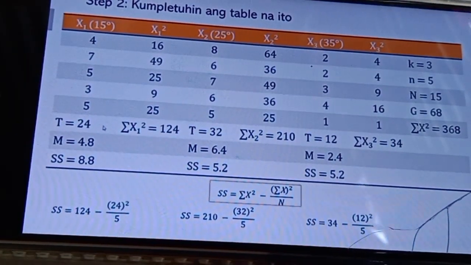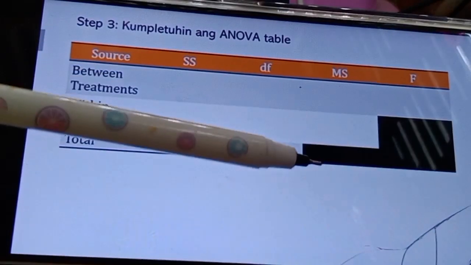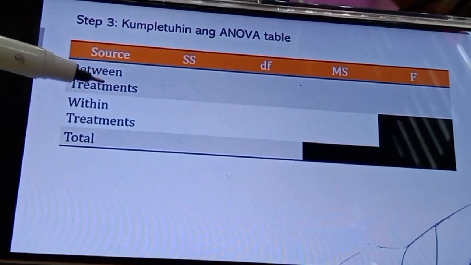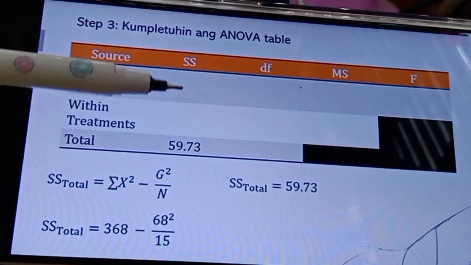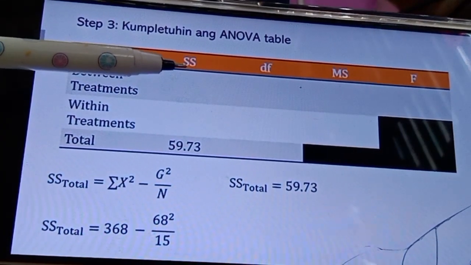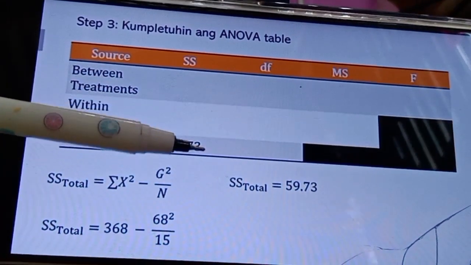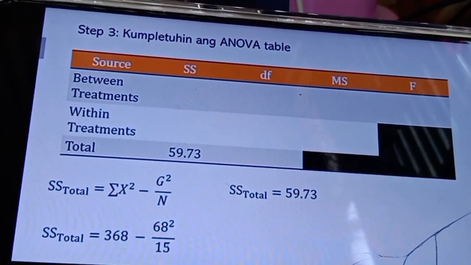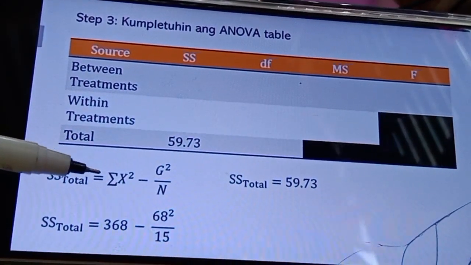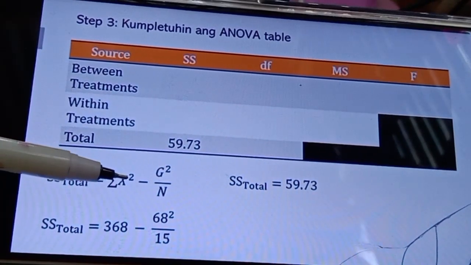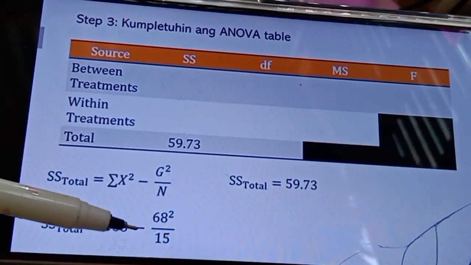So, let's proceed to the next. Yung next step, kumpletuhin na natin yung ANOVA table. Ang una nating i-compute is yung SS total. Paano nga ba i-compute yung SS of total? And ito yung formula. Summation of squares total is equal to summation of x squared minus grand total squared divided by n.